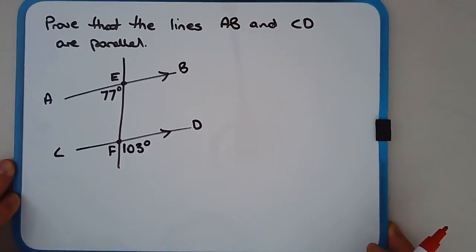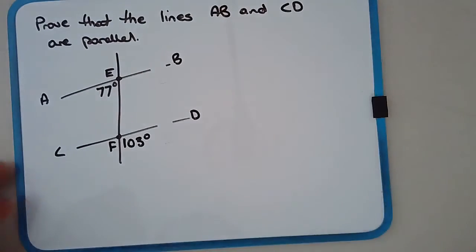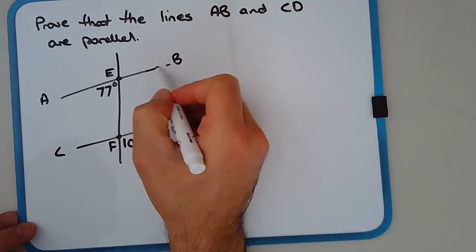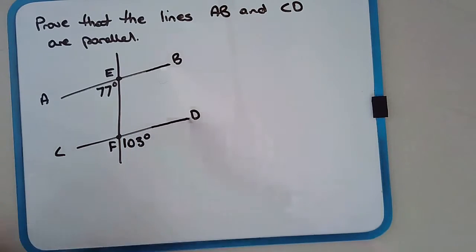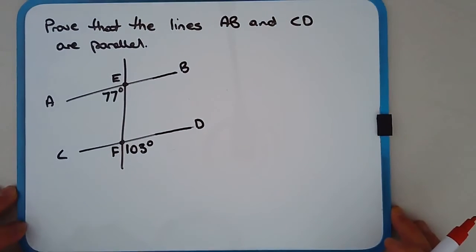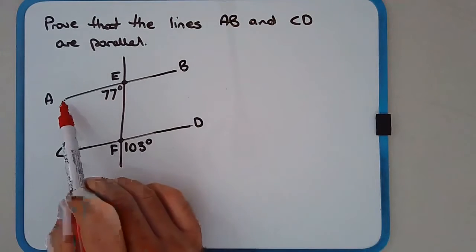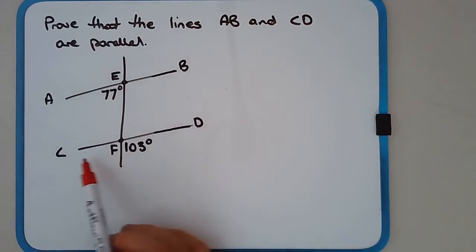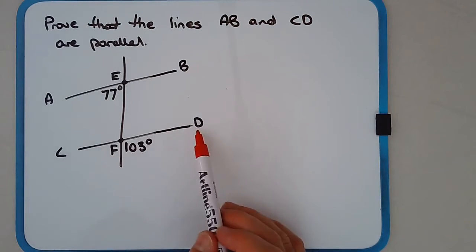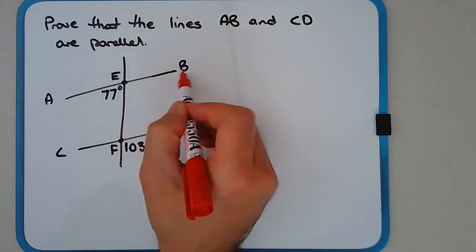All right, one more question, and this one is a proof. Notice this time I've drawn what appears to be parallel lines, but I can't put the arrows in. In fact, I had to remove those arrows because we're trying to prove something here. We're trying to prove that AB is parallel to CD. In other words, we'd like to put the arrows in. These arrows.